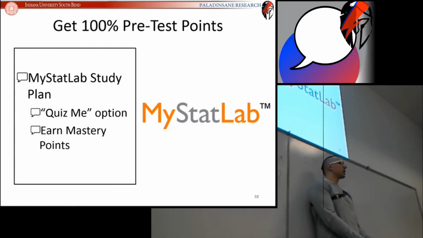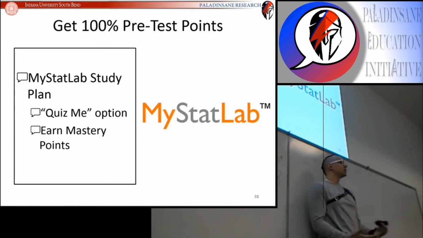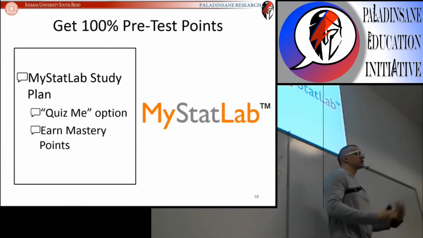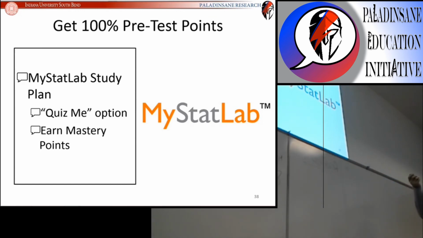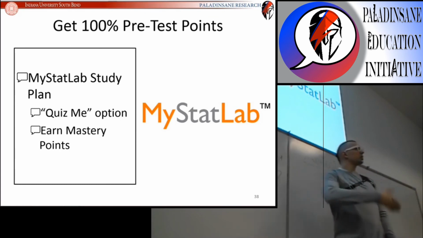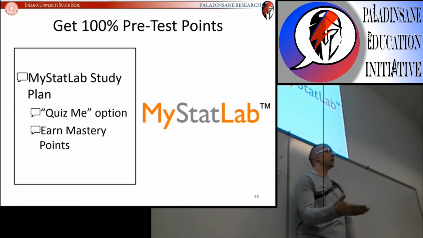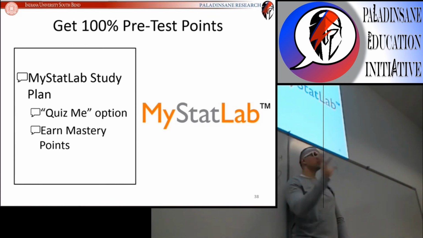Use it to supplement your pretest points. Use it just to gain extra familiarity and practice with the concepts that we're looking at. It's a great resource. And you can actually earn these mastery points as well through completing your pretest, through completing your homework. So it does track whether or not you're mastering these skills outside of the Quiz Me options, but the Quiz Me options are the direct way to earn those mastery points.